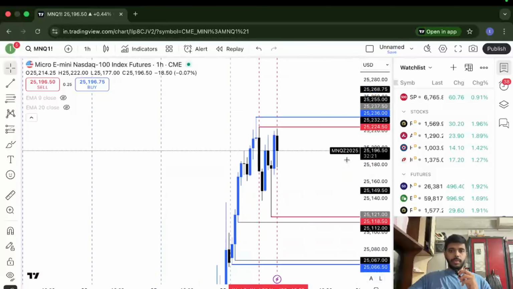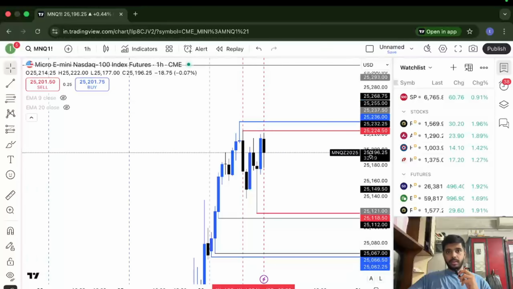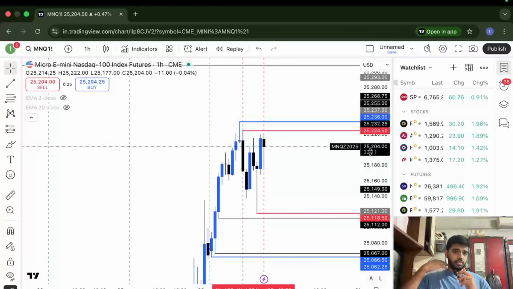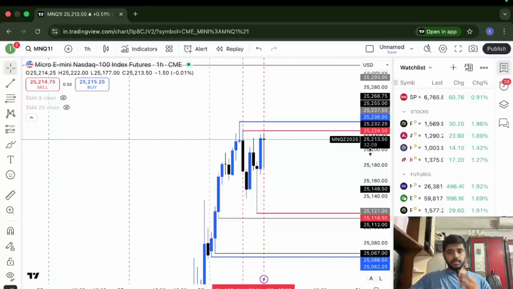Let's see how the market moves today. I'll be very careful today because I only have $275 and I cannot risk more. I cannot take more than two contracts on either of the pairs. So let's see what happens.